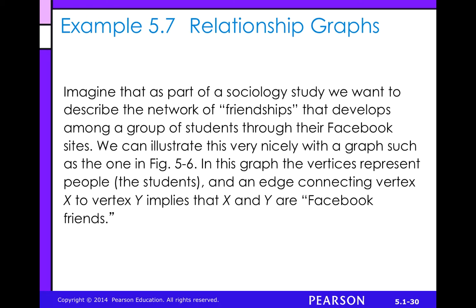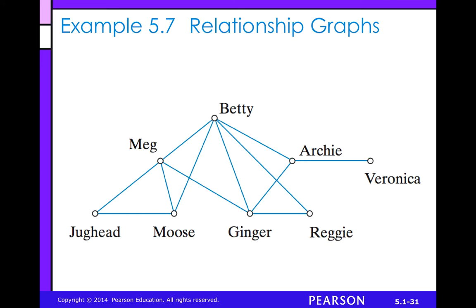Let's look at an example now of actually what I just said a second ago, a relationship graph. So imagine that as part of a sociology study, we want to describe the network of friendships that develops among a group of students through their Facebook sites. We can illustrate this very nicely with a graph such as the one in the next figure. So in this figure here, the vertices represent people. So your vertices can, in general, represent whatever you feel like. They can represent delivery sites or cities or people or whatever.